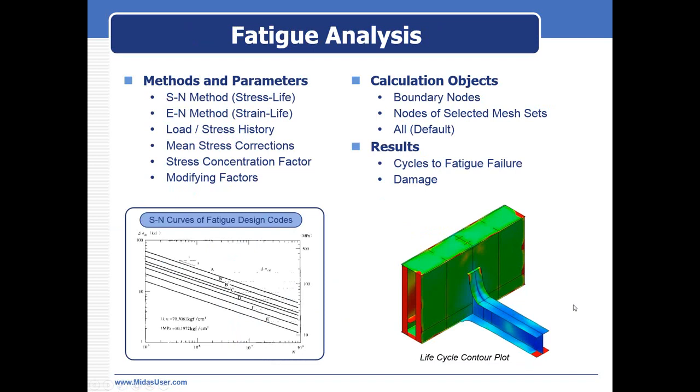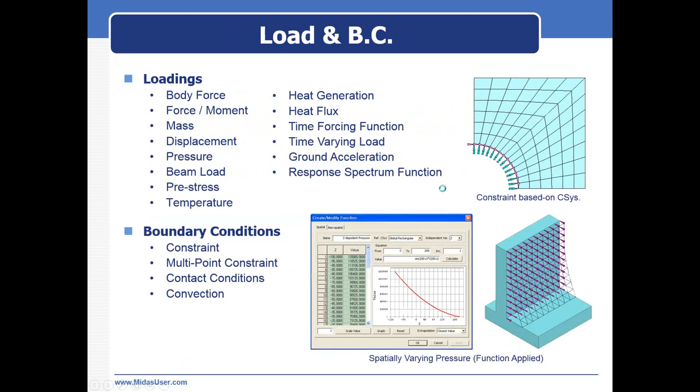The last analysis type that I am talking about is fatigue analysis. In FEA, we can not only define the load history but also input the SN or EN curves according to the codes and perform the fatigue analysis. The advantage is we can actually find out the location where the fatigue failure would be taking place. In the results, we get cycles to fatigue failure and the damage.